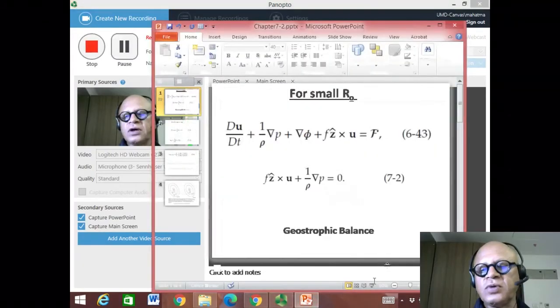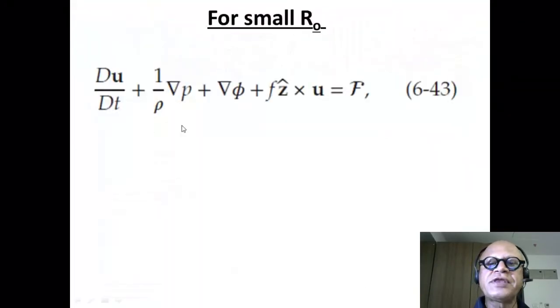Okay, so let's jump right into it then. Here is our equation of motion in all its glory, with the gradient of pressure, the potential we defined, including gravitational potential and the centrifugal force, and of course the Coriolis equals friction.